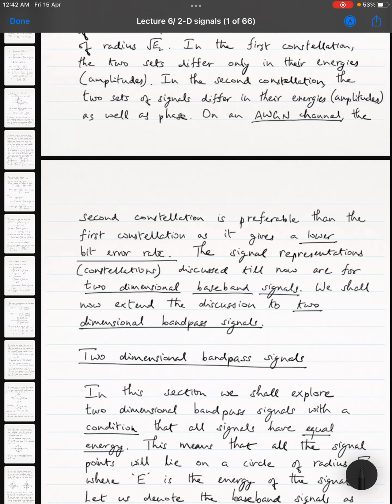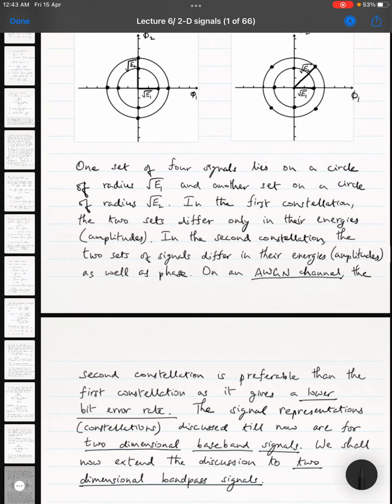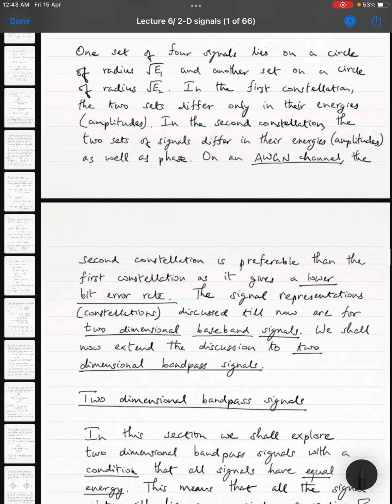Okay, so what we have seen so far is the representation of two-dimensional signals for different values of m. We started with m equal to 2, which is binary representation, and then we saw how we could extend those signals in a two-dimensional space to have m equal to 4 signals as well as m equal to 8 signals. And then we also saw how we can arrange the signals to have different energies as well as different phase angles. Okay, so that's the overall discussion until now.